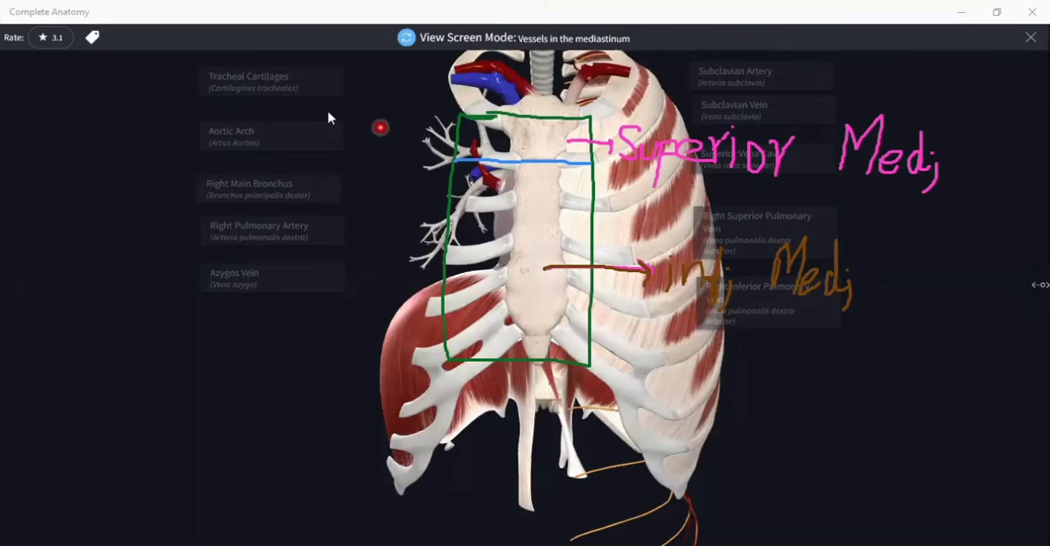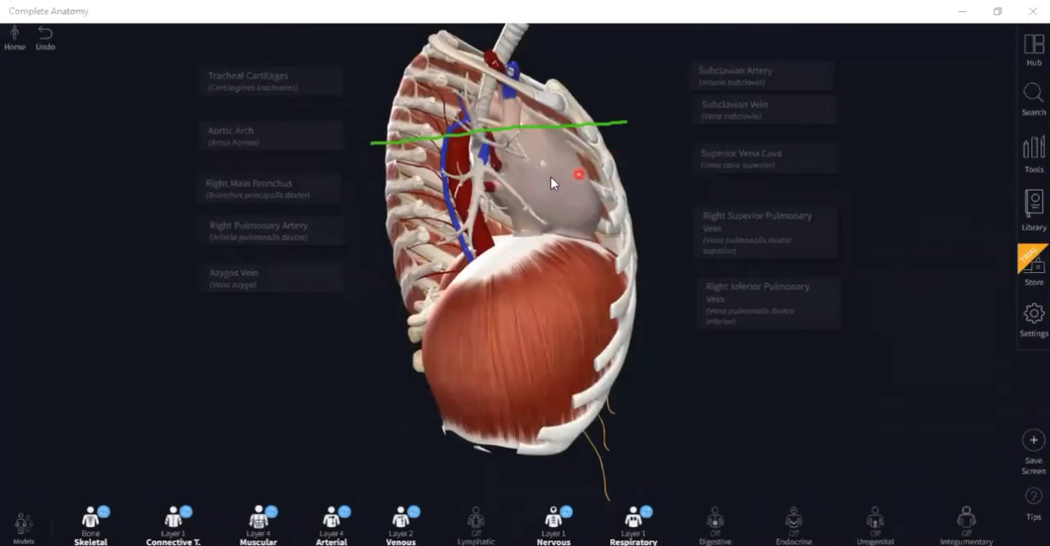Now let's have a look at the sagittal section of the mediastinum. As you can see, this green line is indicating the thoracic plane. The thoracic plane divides the mediastinum into the superior and the inferior mediastinum, and it is present at the level of the sternal angle. Superior to the thoracic plane, above this green line, we have the superior mediastinum, and inferior to this green line, we have the inferior mediastinum.